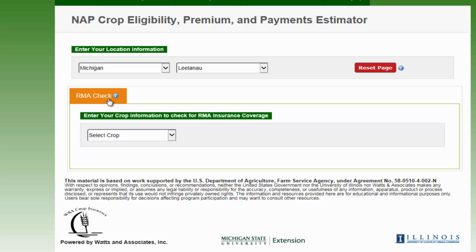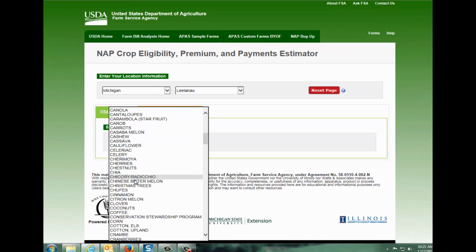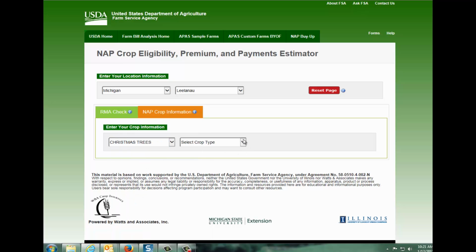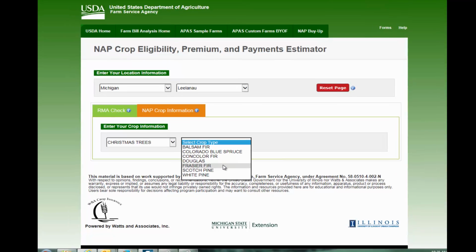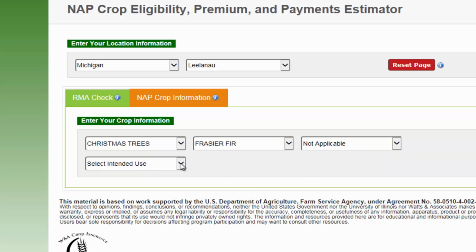Okay. Again, we have to see whether the crop is under Risk Management Agency or whether we have to go to the NAP program. I don't see Christmas trees there, so I'm going to put not listed. If it's not listed, that means we can go to the NAP crop coverage. So we come up here and put, as we did before, the NAP crop information. Right in here we have Christmas trees. We can click that. What type of crop? How about Fraser fir? Select a practice. We're going to say not applicable. In this case, there isn't a practice such as irrigated and non-irrigated, whether you use it or not. And they're fresh.